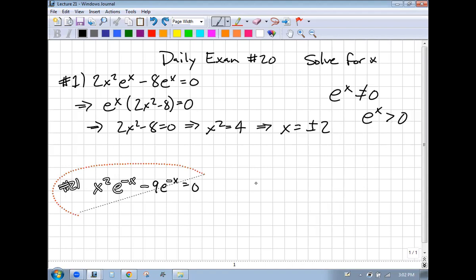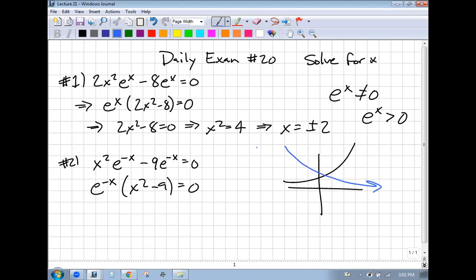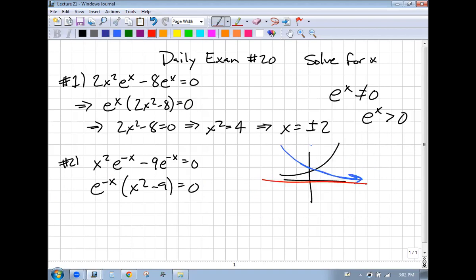So we do the same trick with the second one here. We can pull out the e to the minus x. We get an x squared minus 9. And even though that's negative, so what? E to the x, I said, looks like that. If it's a negative exponent, that just looks like exponential decay. But still, it's always greater than 0. E to the x is always positive.